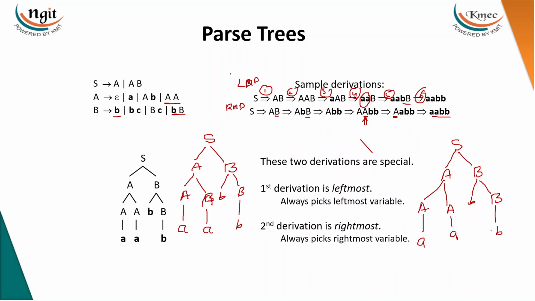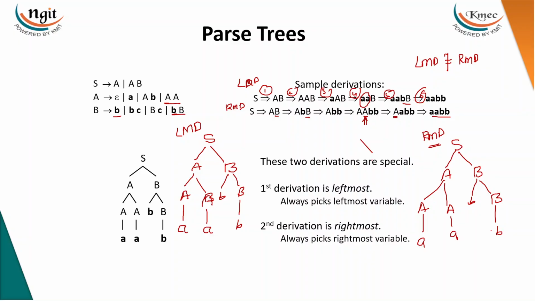So I have constructed the parse tree for the leftmost derivation. This is the parse tree of the leftmost derivation, and this is the parse tree of the rightmost derivation. So even though the derivations are different, the leftmost derivation is not equivalent to the rightmost derivation, but the parse trees we got are the same.